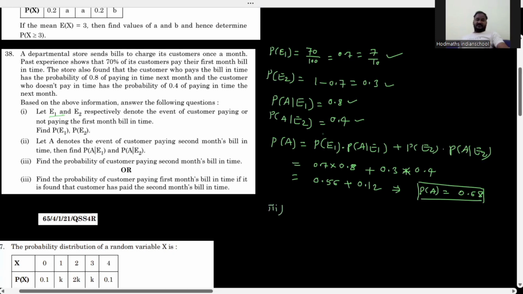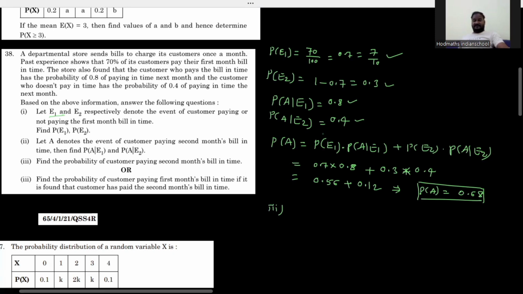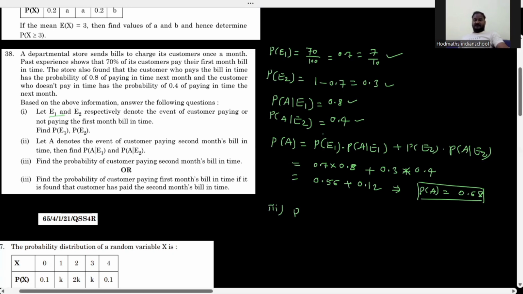The second part asks us to find the probability of the customer paying the first month's bill in time. That means the probability of in time, which is E1, given that the customer has paid the second month's bill on time. So you are asked to find the probability of E1 given A. It means it is a conditional probability. You know the formula. What is the probability of E1 given A?